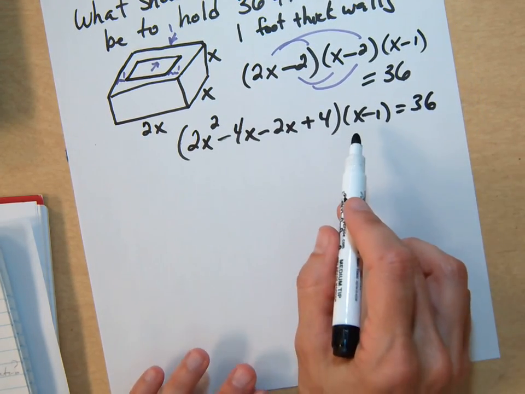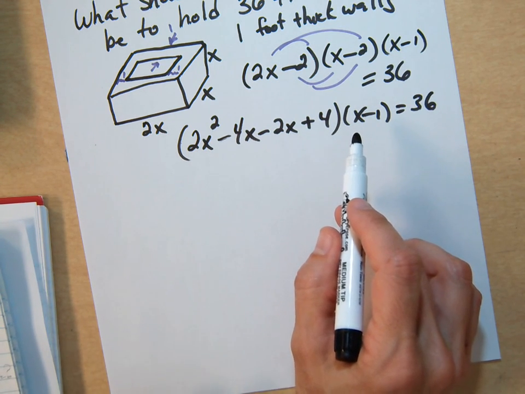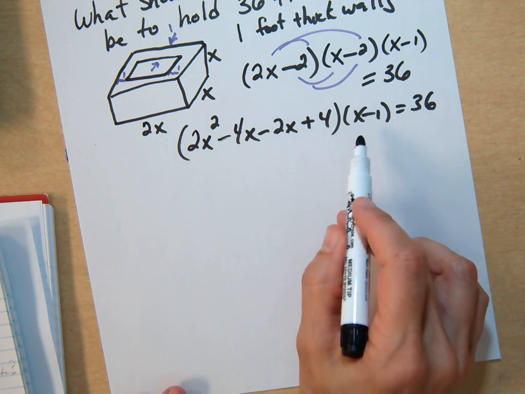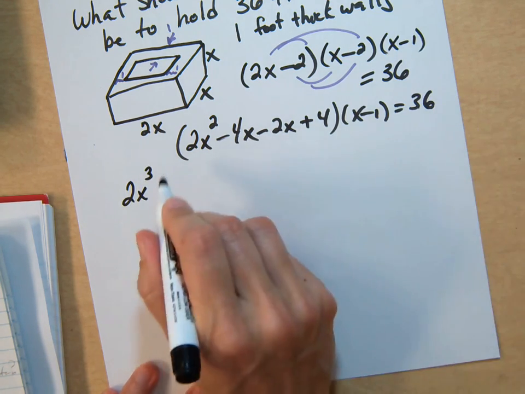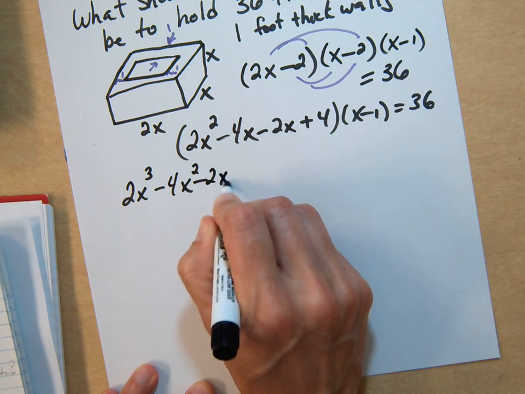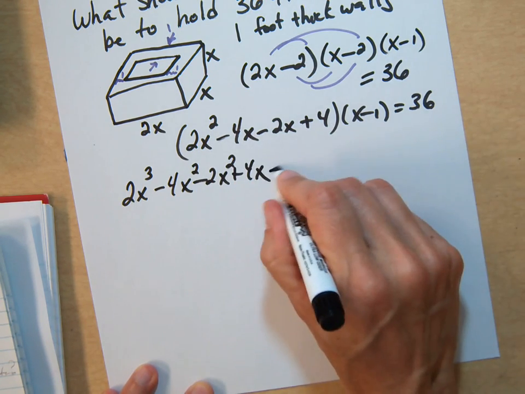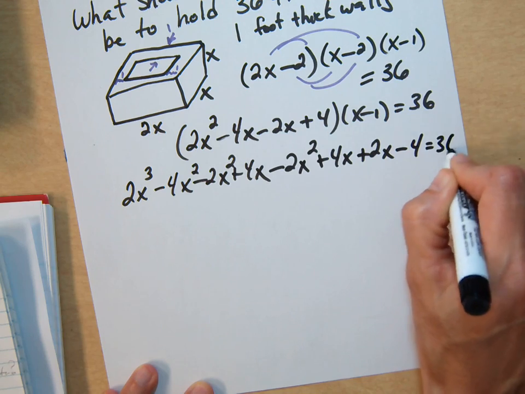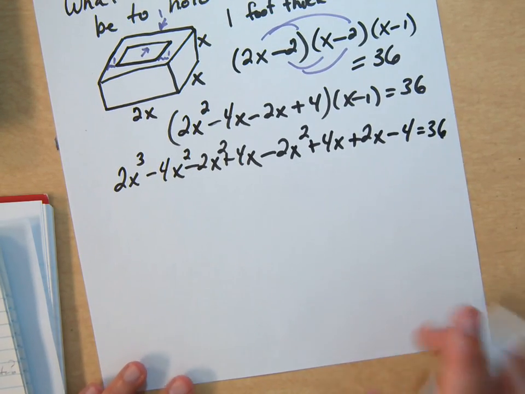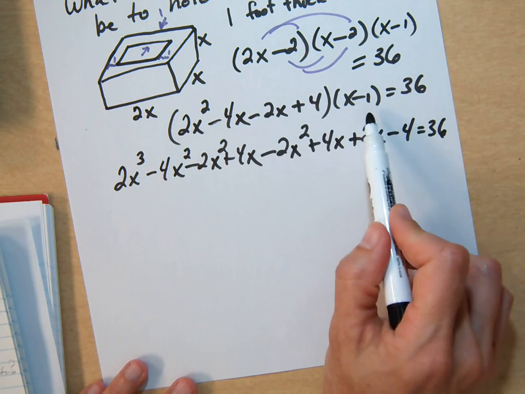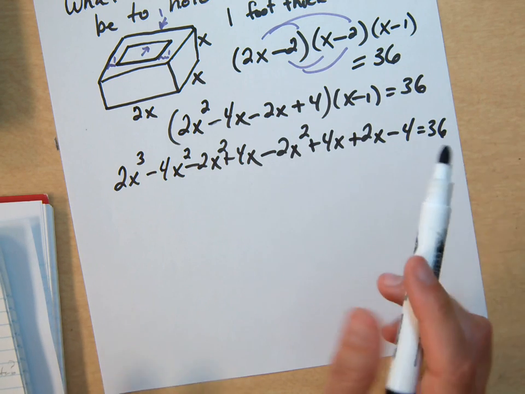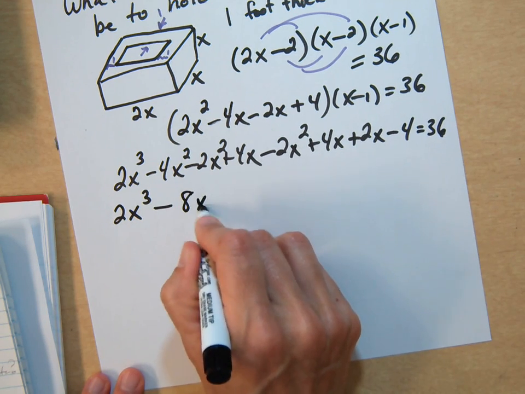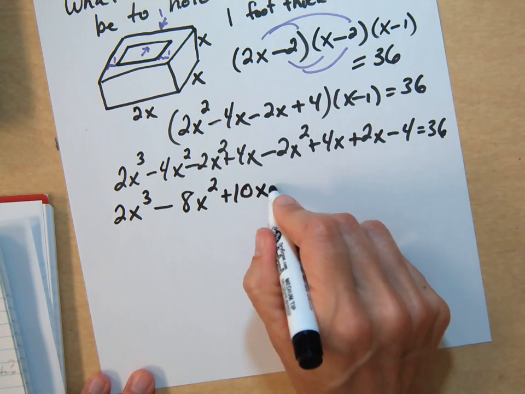You can always rewatch this. And then I'm going to distribute the x to everything. So we get 2x cubed minus 4x squared minus 2x squared plus 4x, and I'll distribute the negative 1, minus 2x squared plus 4x plus 2x minus 4 equals 36. Yep, nice and ugly. There were 4 terms here and 2 terms here, so if you distribute, you'd have 8 terms. So combining these, we should get 2x cubed, if we combine the squareds, minus 8x squared plus 10x minus 40 equals 0.